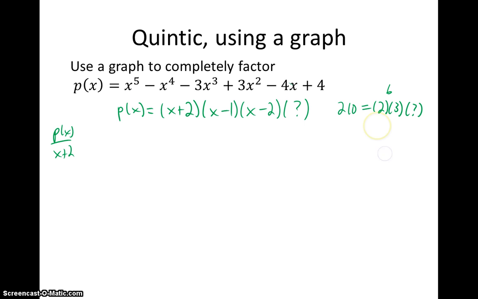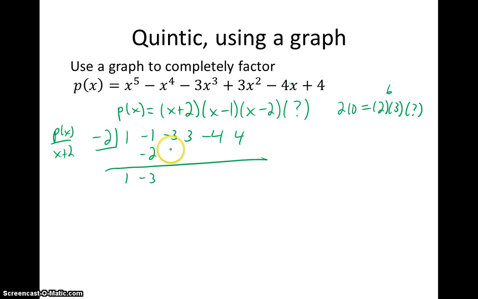So the first thing I'm going to do is divide by x plus 2, which means -2 goes into my box. List out my coefficients. We got 1, looks like a -1, -3, +3, -4, and +4. Draw a line down here. 1 comes down, times -2 is -2. Add those up. That's -3 times -2 is +6. And -3 make +3. Times -2 is -6. And 3 are -3. Times -2 is +6. And -4 make +2. Times -2 is -4. And that gives us our remainder of 0.